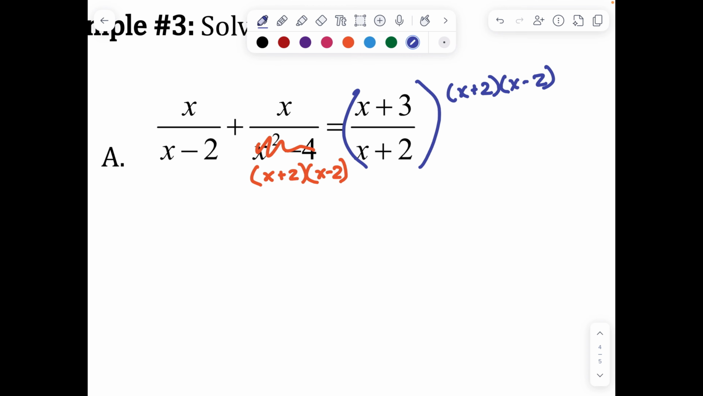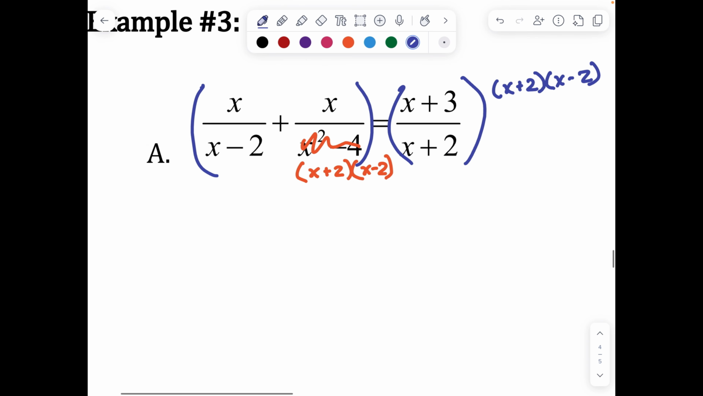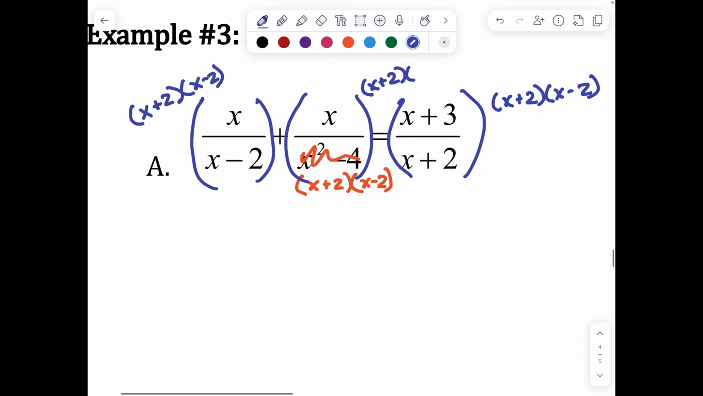So we can only clear fractions when we are solving an equation. So when there's an equal sign, so we have x plus 2 times x minus 2. And if you prefer to write it out that you're multiplying each fraction by your LCD, so you can kind of cross things out as you go, you can absolutely do that. Just make sure we're showing all of our work.